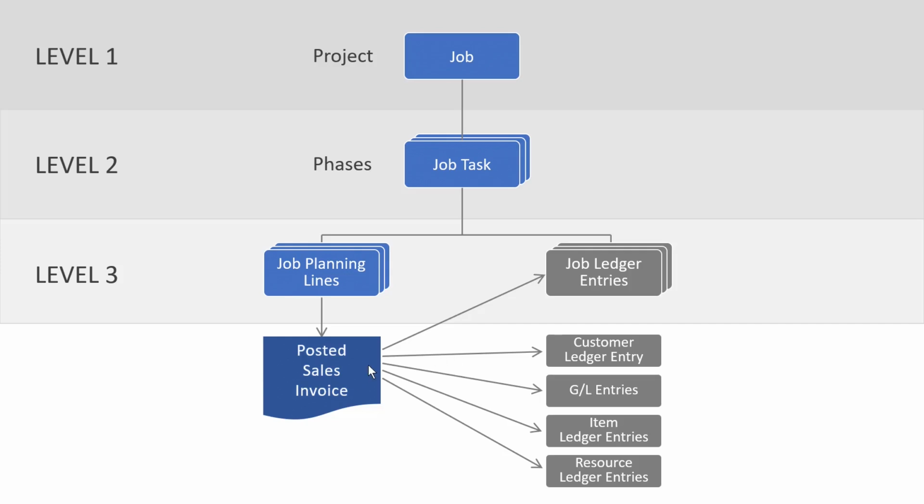But there are, of course, a lot of other entries created since we're working in an ERP system. We will create customer ledger entries on the customer which was set up for the job. We will create general ledger entries based on our posting setups. And depending on whether we're selling items or resources, item ledger entries and resource ledger entries can also be created. So one click when you post the invoice will generate a lot of data in your system.